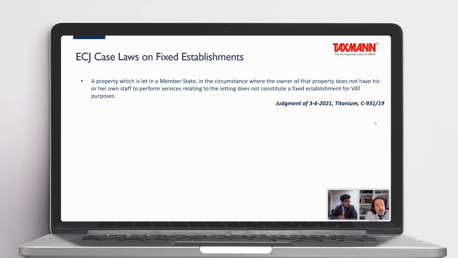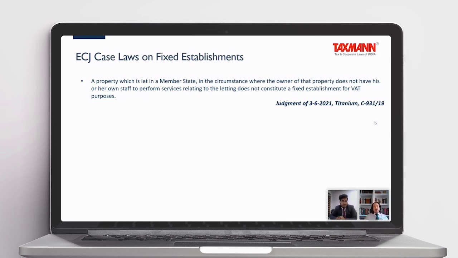There is no fixed establishment, so the foreign company does not have the obligation to register and to charge VAT. And obviously, the consequence of this is that the clients, as far as they are taxable persons by themselves, will have to apply the reverse charge. In terms of tax management, it is easier because the foreign company does not have to register and to pass VAT on to its clients.